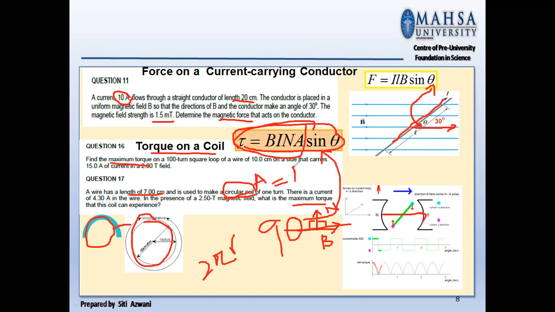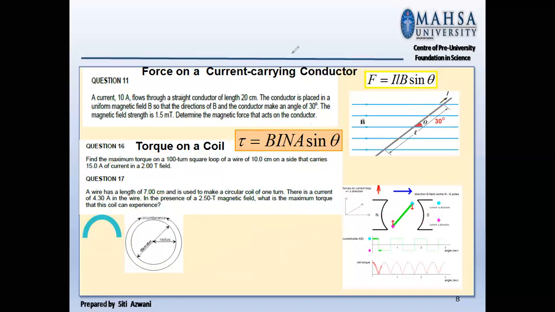Pi r square. So you need to calculate the value of your r first here from the circumference of your coil, which is equal to 7 cm. Change to the meter, 0.07. Is it okay? Okay, let's go to the next question.